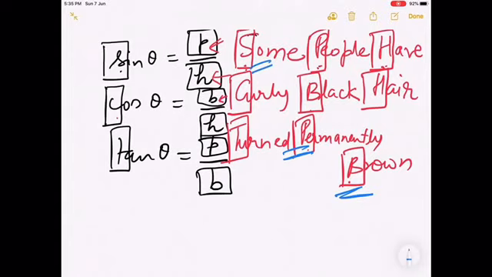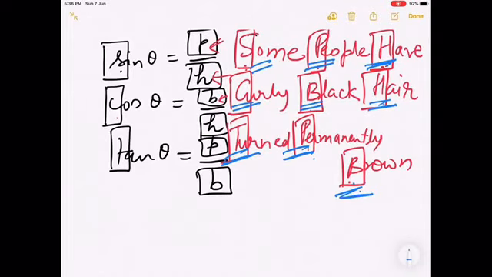So S, P, H. Sine is perpendicular upon hypotenuse. C, B, H. We got cos is base upon hypotenuse. And then we got T, P, B. Tangent, tan theta is perpendicular upon base. So we can remember this one sentence: some people have curly black hair turned permanently brown. If we remember this one sentence, then we can remember all the three trigonometric ratios, which are very important from the point of view of trigonometry.